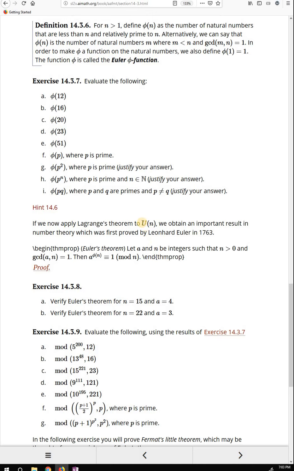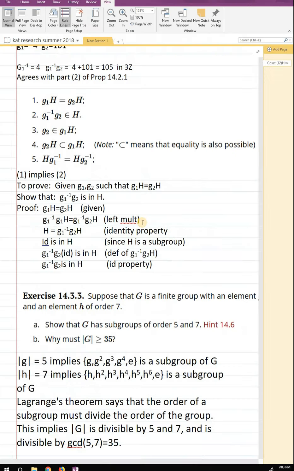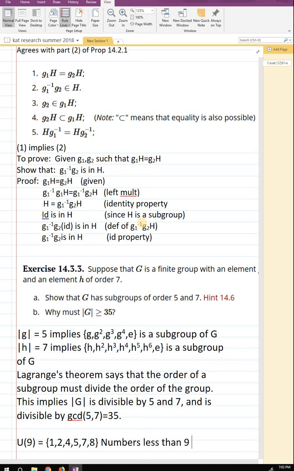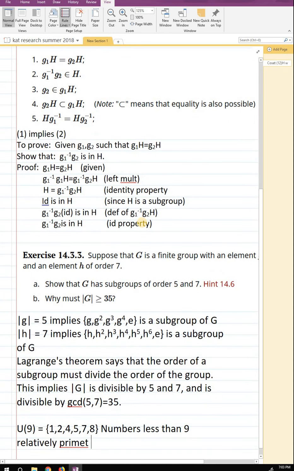Can you say that one more time? All right, so let's take an example. Suppose I take U of 9. What are the elements in U of 9? 0 is not there. 1 is there. 1 is always there. What else? 2, 4, 5, 7, 8. Those are the numbers that are relatively prime to n. Those are numbers less than 9, relatively prime to 9, right? So I should say positive numbers.